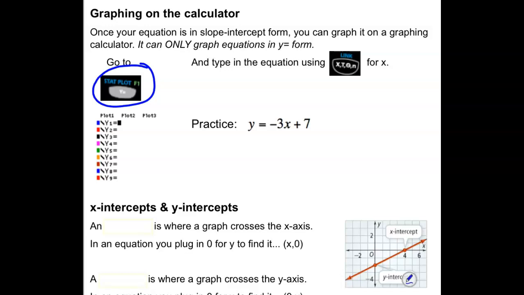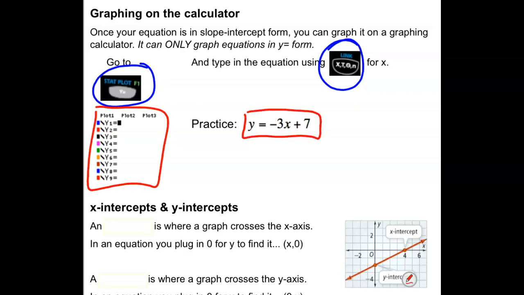The key that we use for our variable looks like this. All right, I'm going to pull up my graphing calculator. When we hit stat plot or that y equals screen, we should see this kind of a window. And we're going to practice by typing in this equation, y equals negative 3x plus 7.